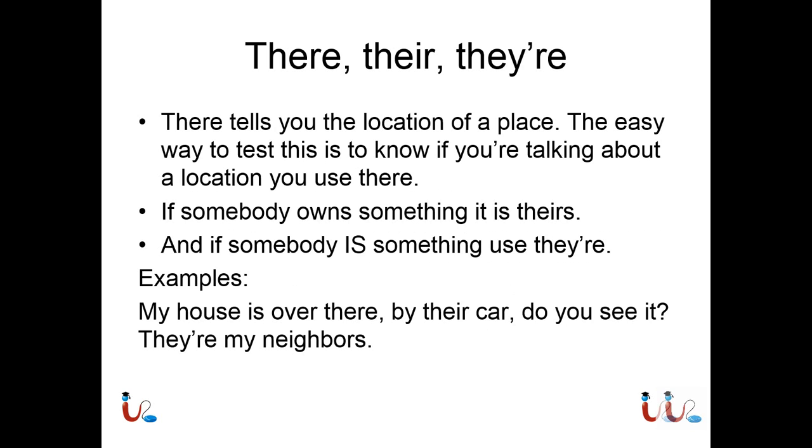There, their, and they're. There tells you the location of a place. The easy way to test this is to know if you're talking about a location, you use there. If somebody owns something, it is theirs with an I, and if somebody is something, you use they're with an apostrophe, okay? My house is over there, location, by their car, ownership. They are my neighbors. They're my neighbors, right? They're all pronounced the same way, but they all mean different things. It's all a matter of looking at what the sentence is doing.